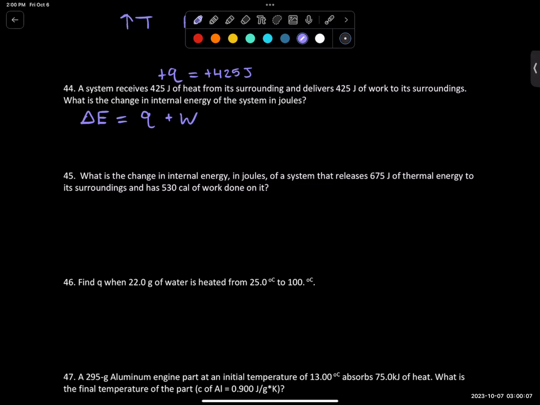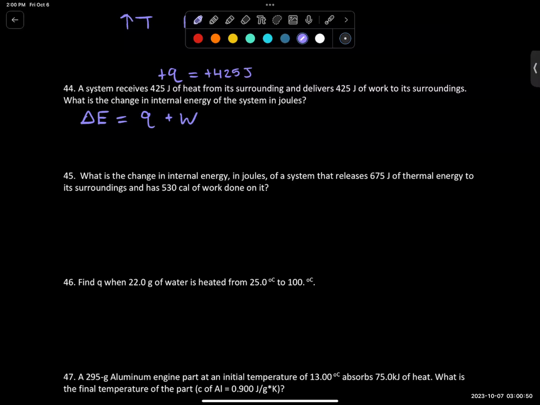Right? And the system delivers 425 joules of work to its surroundings. So if I'm the system and I'm delivering joules to the surroundings, am I losing or gaining that energy? Losing, right? Because I'm giving that 425 to the surroundings. So that's going to be associated with a negative or positive value. Negative, right? Does everyone agree?